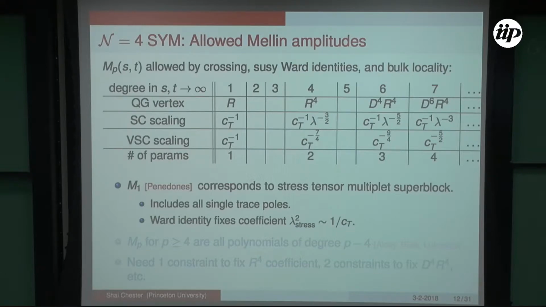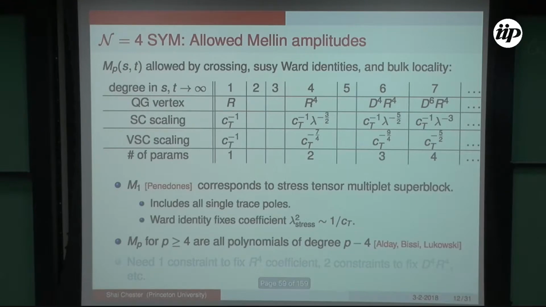Also, the coefficient of M1, just based on conformal Ward identities, is related to C. So that means we've already fixed one coefficient. And so that means to get higher coefficients, we now only need a few parameters to be fixed. In particular, the precise form was originally given by Alday and collaborators.